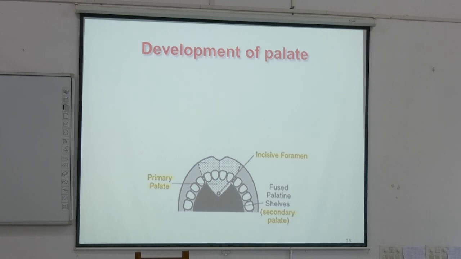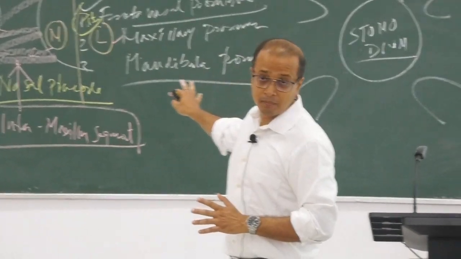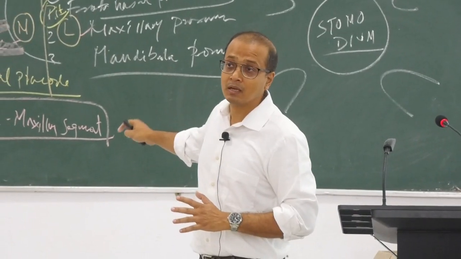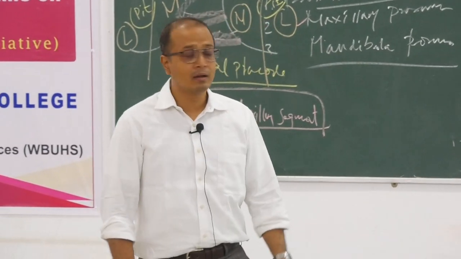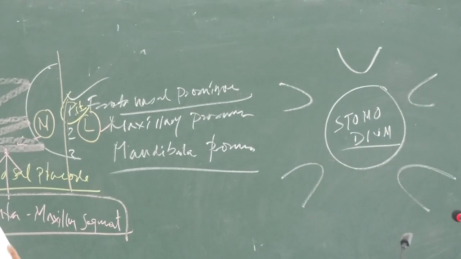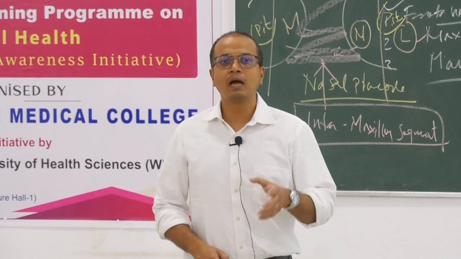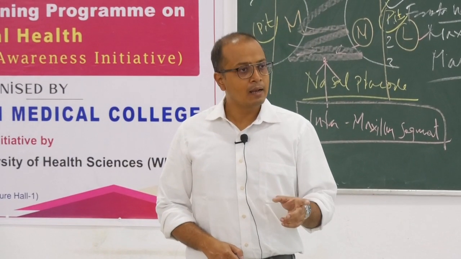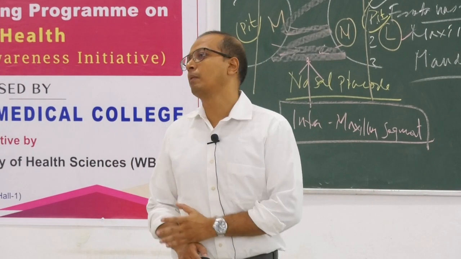Again, everything in the face region involves these prominences: frontonasal prominence, maxillary prominence, and the mandibular prominence. So whenever you talk about palate development, these two, the frontonasal prominence and the maxillary prominence, and their interactions play the role. Now, as I mentioned, the palate has two parts, primary palate and secondary palate.